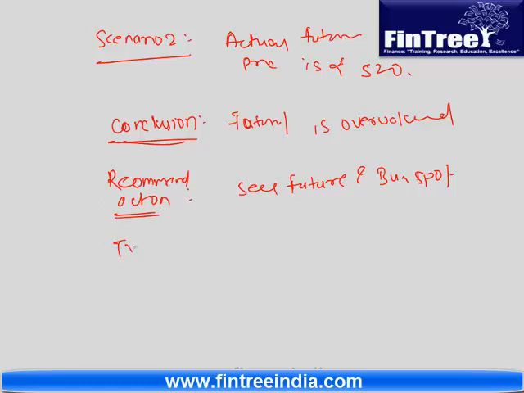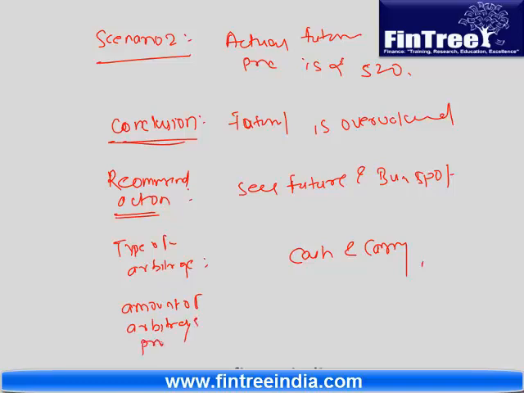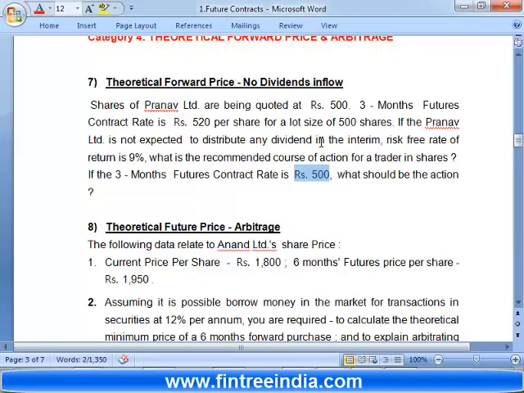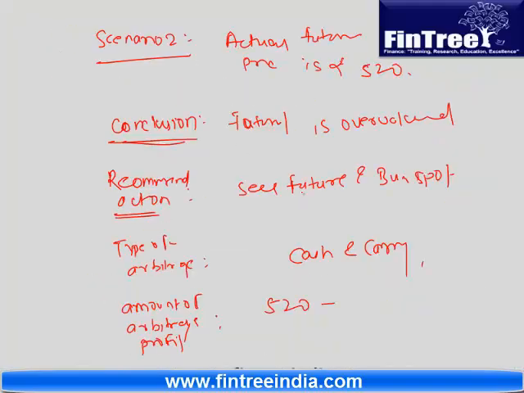Correct? Then type of arbitrage. This would be cash and carry arbitrage. So when it is overvalued, cash and carry. When it is undervalued, reverse cash and carry. And then amount of arbitrage profit. Simply the difference between the two. 520 minus 510.80, 9.20.